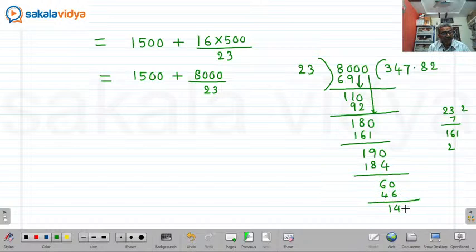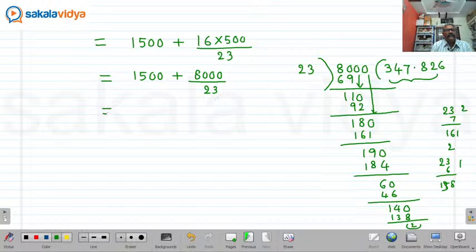Next 1. So let us try with 6. 23 times 6, 18, 158, 138. Yes, 138. Stop. We'll be getting remainder 2. So this value is 347.826. This is the value of 8000 divided by 23.